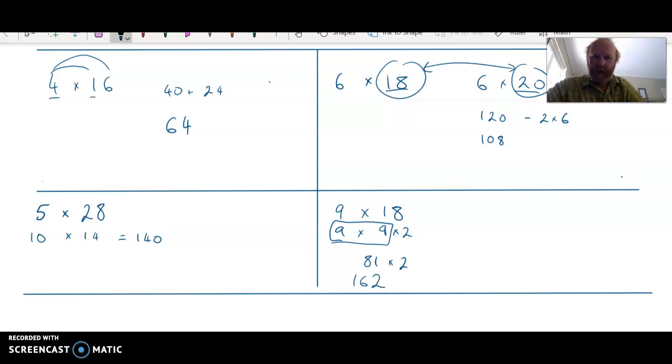These are all mental strategies, and they all depend upon that thing that I said at the start. You have to know your times tables. If you don't know them, go and practice them.